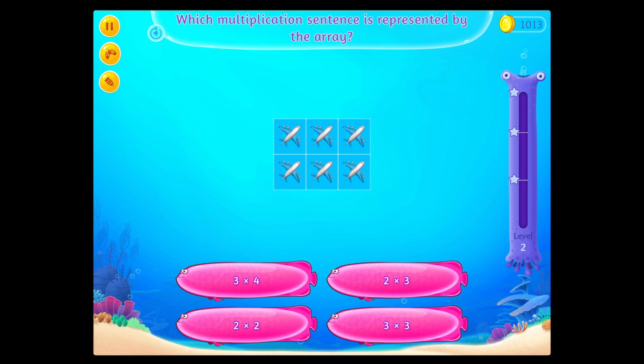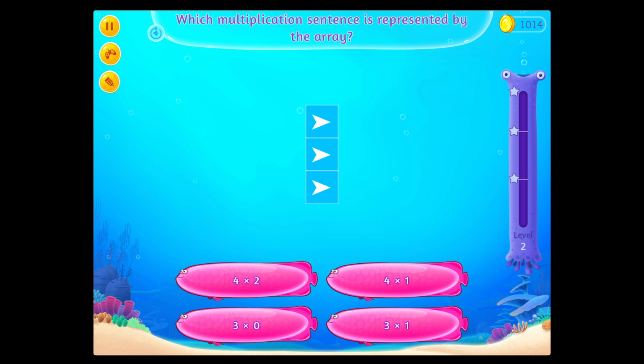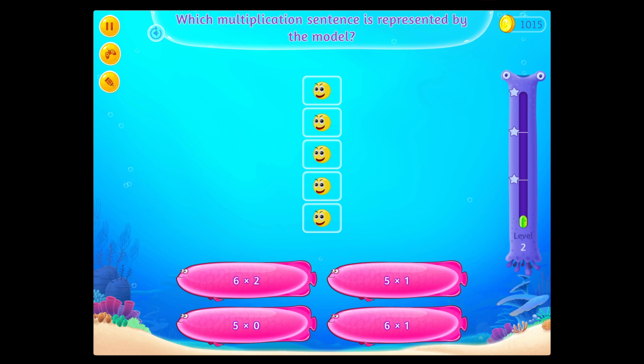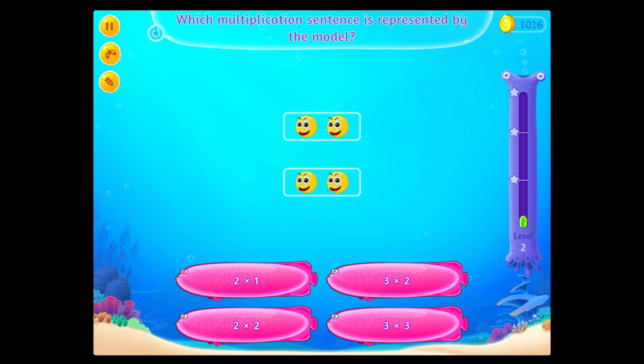Which multiplication sentence is represented by the array? Fantastic! Which multiplication sentence is represented by the array? Correct! Which multiplication sentence is represented by the model? Congratulations! You've done it! Which multiplication sentence is represented by the model? Fantastic!